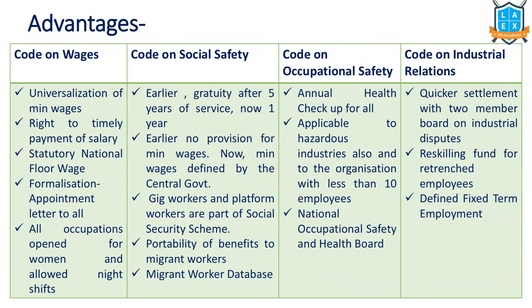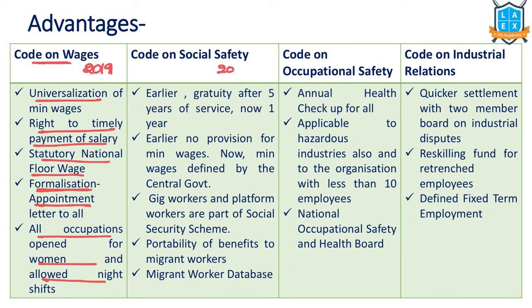Let us understand the 4 laws. First one is Code on Wages. This was passed in the year 2019. This particular Code on Wages provides for universalization of minimum wages, and it proposes for right to timely payment of salary. It fixes the statutory national floor wage, and it formalizes the appointment. Even in the informal sector, appointment letters are mandatory, and it opened all occupations for women, and it has allowed for night shifts also. So these are some of the important provisions of Code on Wages.